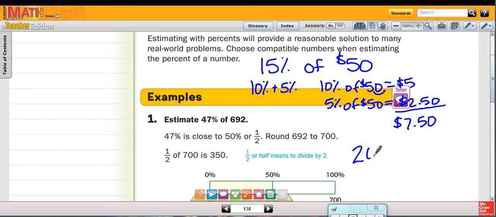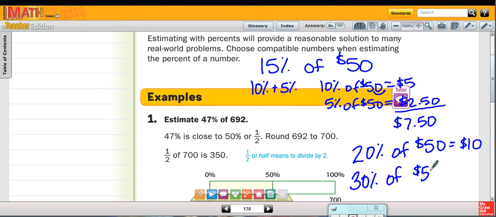Could we do that with 20%? 20% of 50. Yeah. What would 10% of that be? $5, but we need 20%, so how many of those would I take? 2 of those 10% would make $10. Now this was the one I was doing at Kohl's last night. 30% off, right? 30% of $50. Well, what would 10% of 50 be? $5. If I need 30%, how many 10% is that? 3 10% would give me 15.